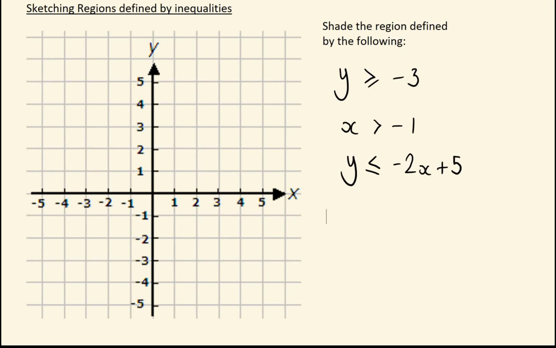Throw them on the graph and they'll define a region, like a nice box or a nice triangle or something like that. So let's get stuck into the slightly easier one first. We're going to plot each of these lines one at a time, just as if these were all equal signs.